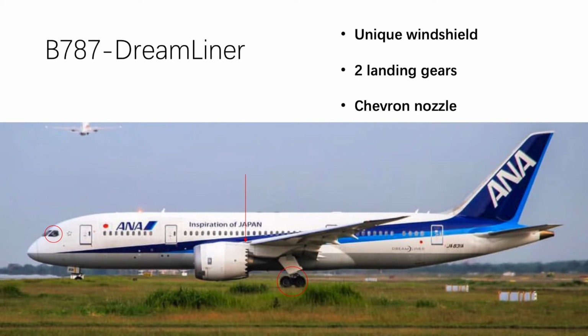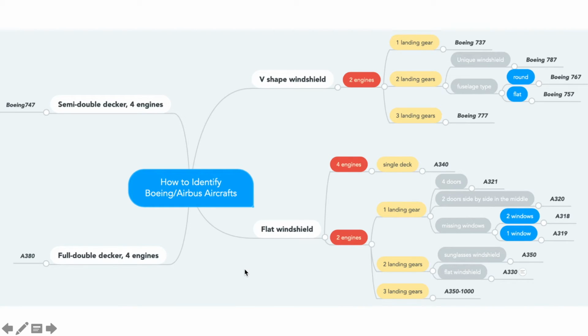For Boeing 787 Dreamliner, the appearance of the fuselage is elegant too. You can't forget this one, but it has a unique pentagon-shaped windshield, two pairs of landing gears, and the chevron nozzle engines here. And I'm going to use this mind map to summarize what I was talking about.